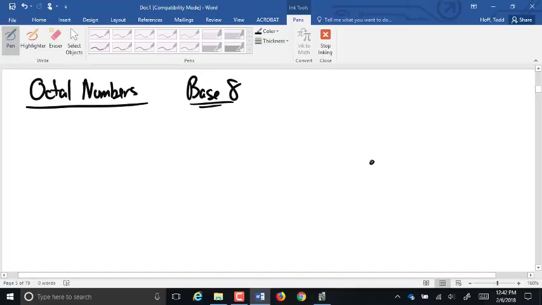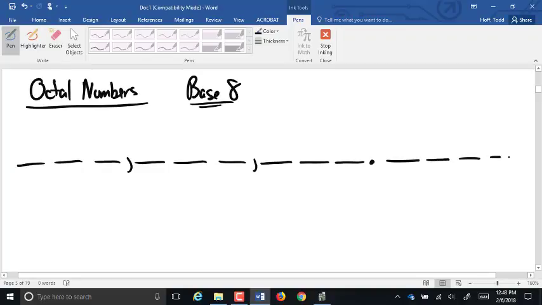So what that means is the place values here are not powers of 10 anymore. They're powers of 8. So this is 8 to the 0. In fact, I'm going to leave a little space here. 8 to the 0, and 8 to the power of 1, and 8 squared, and 8 to the third, and 8 to the fourth, and 8 to the fifth, and so on.